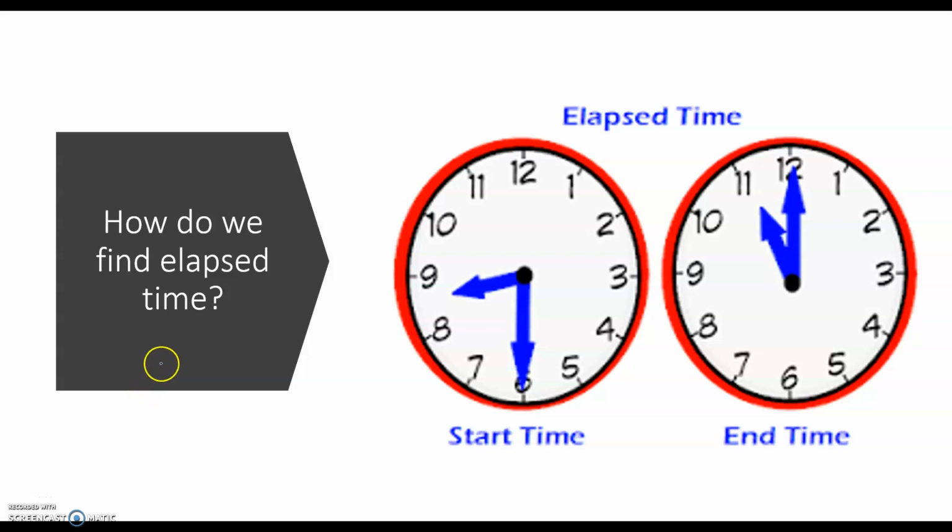Your lesson essential question is, how do we find elapsed time? You know how to tell time to the nearest minute on a clock. Now we're going to be looking for what's called elapsed time. Elapsed time is how much time passes from one time to another.